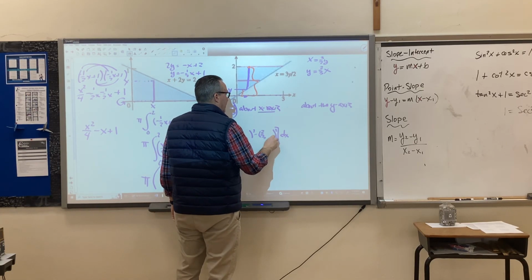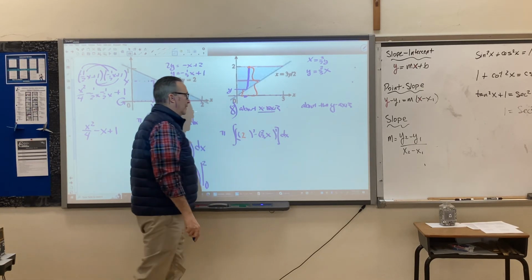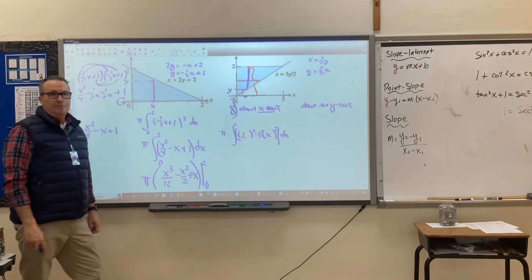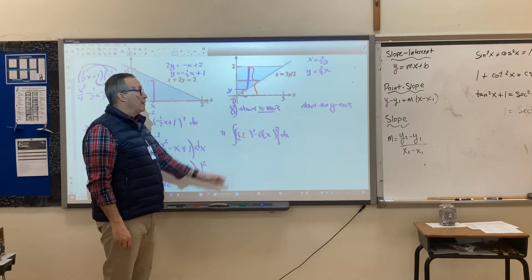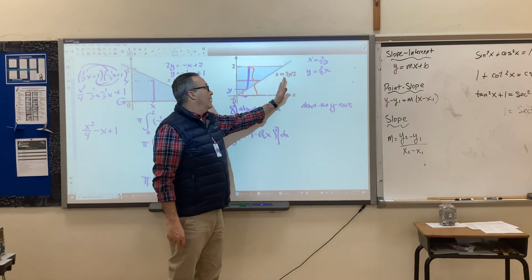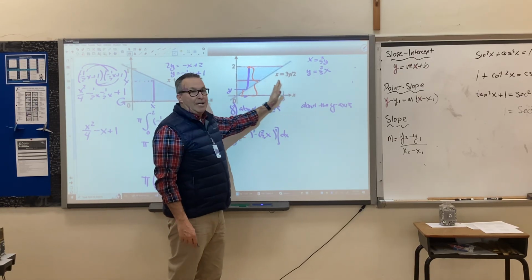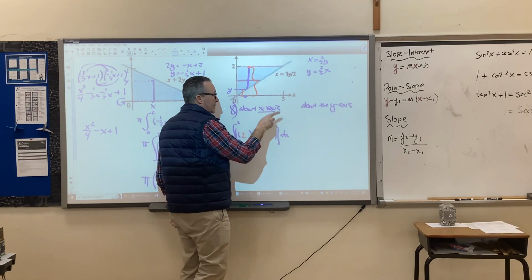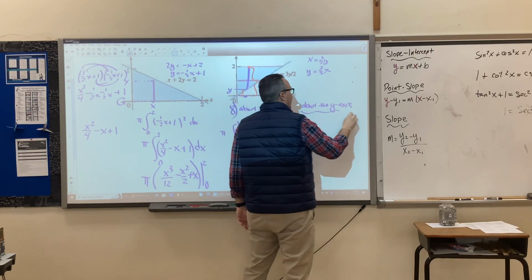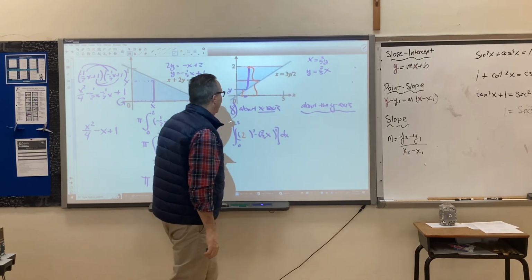2 thirds x. How about the interval? 0 to 3. Remember, if it's dx, we have to look at the x-axis to find the interval. 0 to 3. Let's set up this one. Well, it's easier because it's kind of set up.